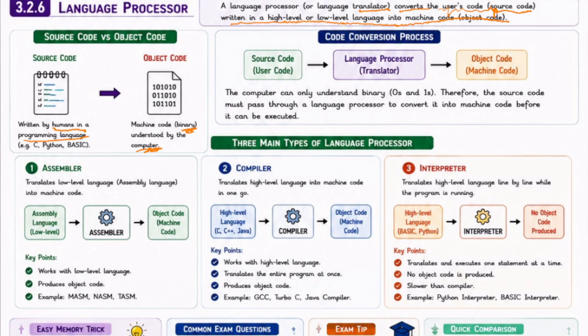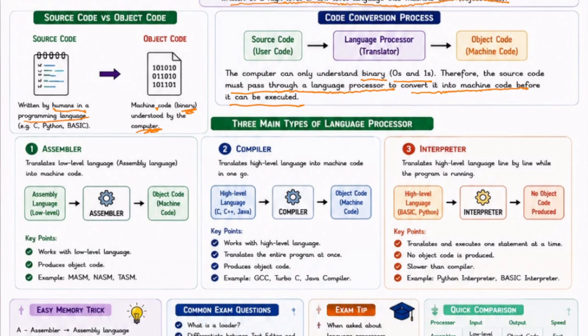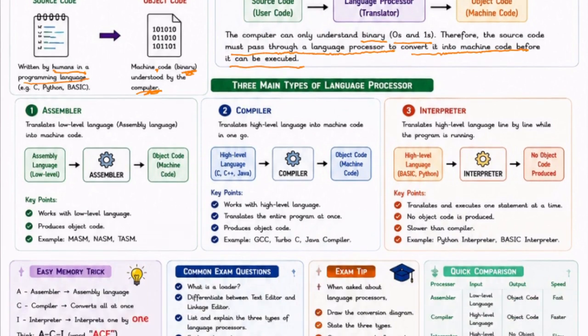Because the computer only understands binary, which is zeros and ones, the source code must pass through a language processor to convert it into machine code before it can be executed. Now we have three main types of language processor: the assembler, compiler, and interpreter.